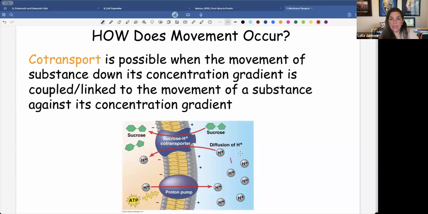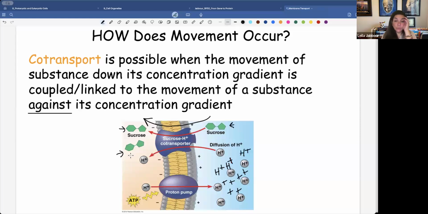Why? Because these hydrogen ions, let me use black, H plus, H plus, H plus, all of these hydrogen ions are really packed up in here. So they're going to naturally move down their concentration gradient by diffusion. So this is a drive. It provides the energy to pull sugar molecules also inwards here against their gradient, because for sucrose, you have one here and one here, and only one on this side. So you're moving a substance against its concentration gradient, the sucrose, using the energy of the hydrogen ions.